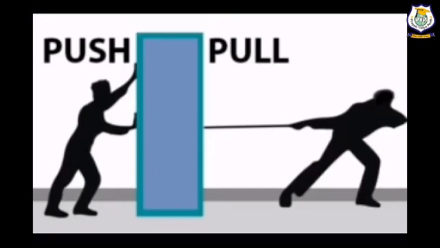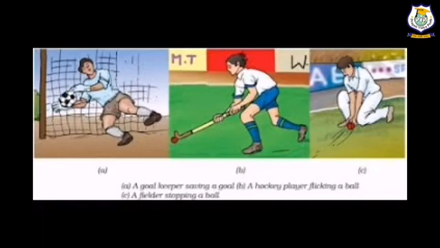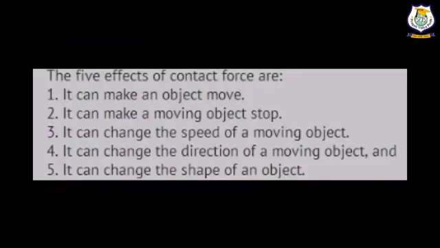That means we can say without an interaction, the force cannot be applied to change the state of an object. A football player is applying force to catch the ball. In the second figure, a hockey player strikes the ball with the hockey stick to push the ball. Here we will see the effects of contact force.